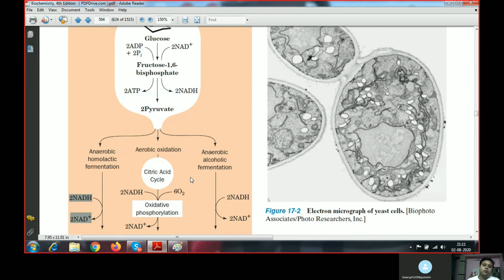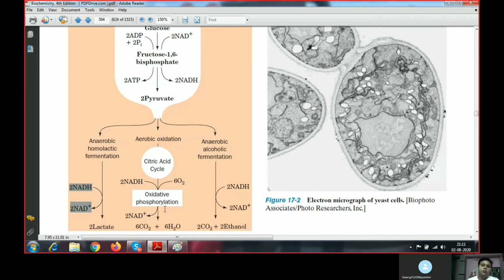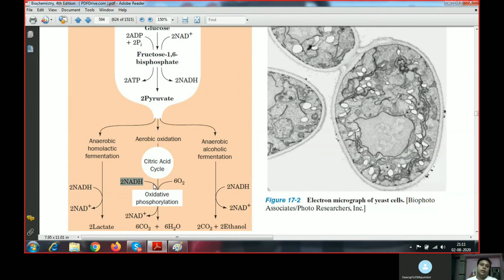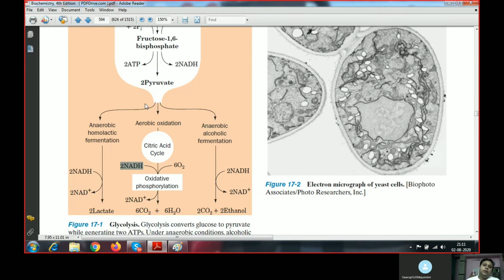Because we are aerobic, we require oxygen for our growth. So we have aerobic oxidation, we have the citric acid cycle, we have oxidative phosphorylation, electron transport, and all of these things are present in our body. So by the oxidative phosphorylation and citric acid cycle, we can convert NADH to NAD plus. But suppose the rate of glycolysis exceeds the rate of the TCA cycle or oxidative phosphorylation, the electron transport chain. In that case, immediately for the generation of NAD plus, this pyruvate is getting converted to lactate.